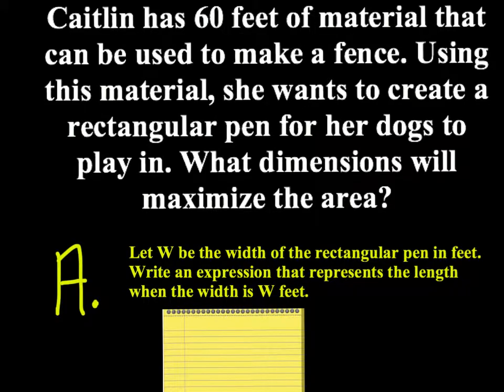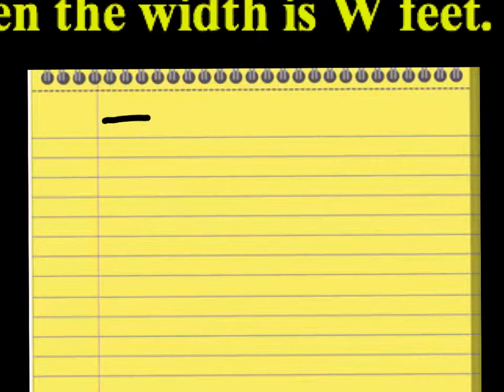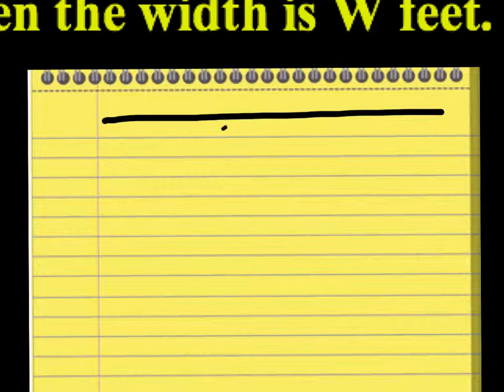Okay, so let's assume that she has 60 feet of fence, and here's what we'll do. This is her 60 feet of fence, that line. And she's going to turn that into a pen, so she's got to shape it into a rectangle.